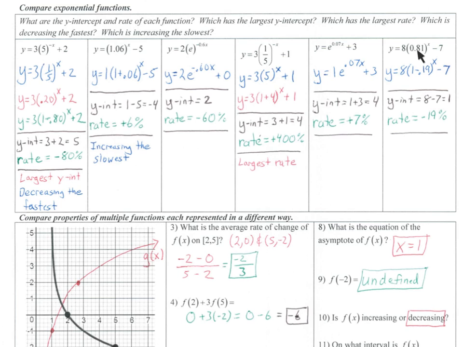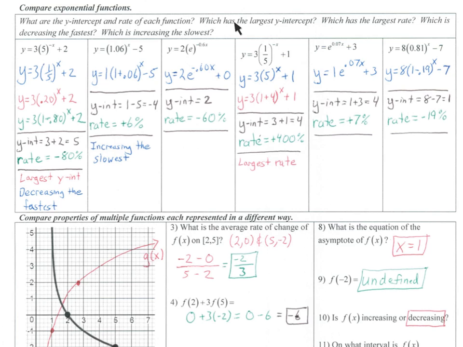This next one, that's 0.81, which is less than 1. So we think, what do I subtract from 1 to get 0.81? I subtracted 0.19. All right, so 0.19 means negative 19%. That's how much I took away from 1. And then 8 dropping by 7 is 1.